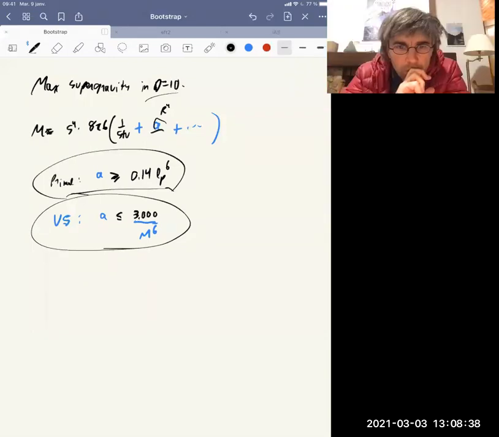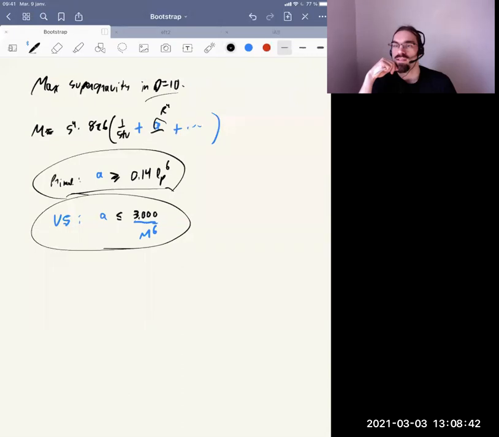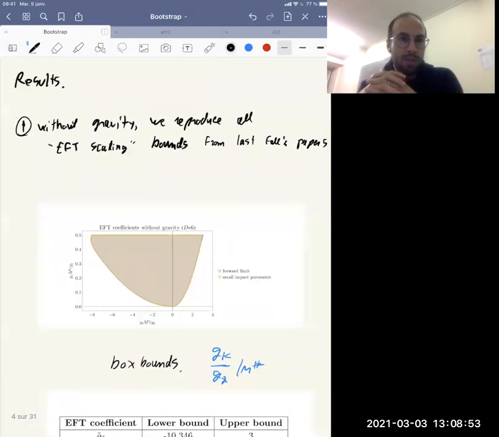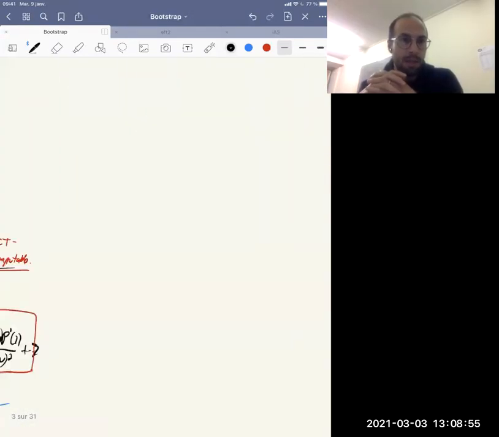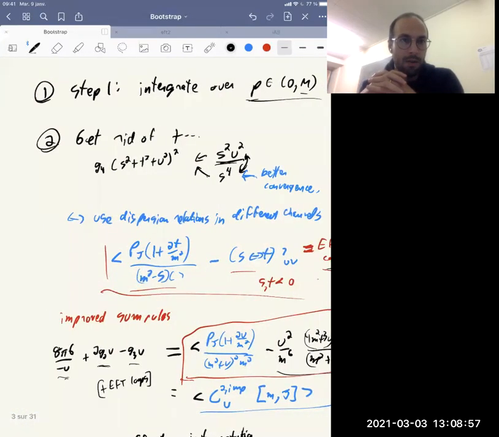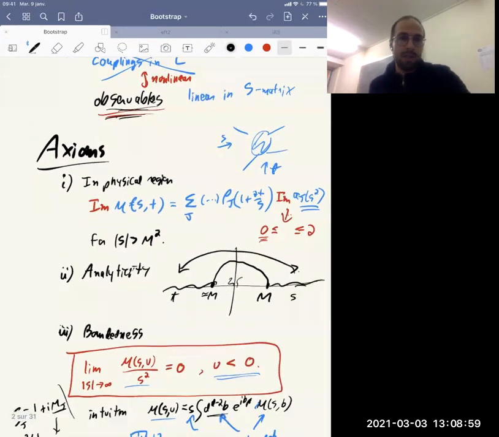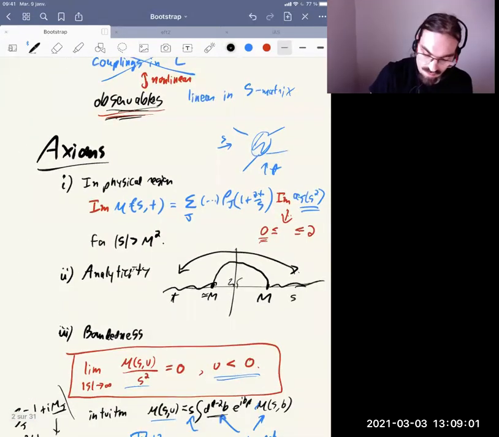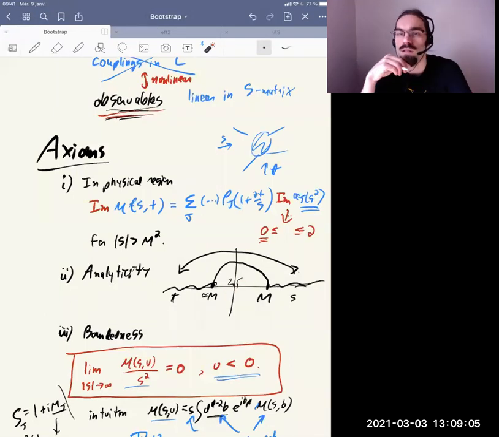Our integral runs entirely over the physical region where the absolute value of T is less than S. I'm not sure what the NLC problems are that you refer to. So anomalous thresholds are not an issue. This analysis is not associated to production of intermediate states. But the way we think about it is that if there are anomalous thresholds, there'll be things that are part of the EFT computable part.